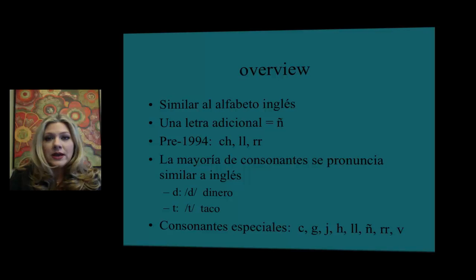The majority of consonants are pronounced exactly as they would be in English. So if you see a B, for example, it's a B sound. A D is a D sound. A T is a T sound. However, there are some exceptions, and we are going to walk through those exceptions where the letters are different.